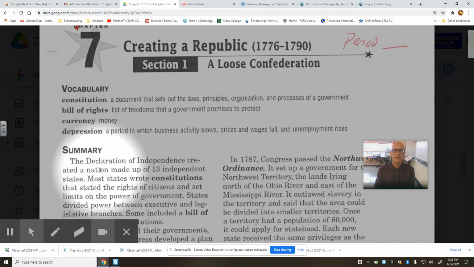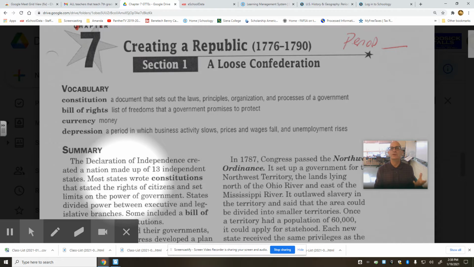Getting right to our reading here, let's start looking at the new country after the war has been won. The Declaration of Independence created a nation made up of 13 independent states. Now, most states wrote constitutions that stated the rights of citizens and set limits on the power of the government. States divided power between executive and legislative branches.